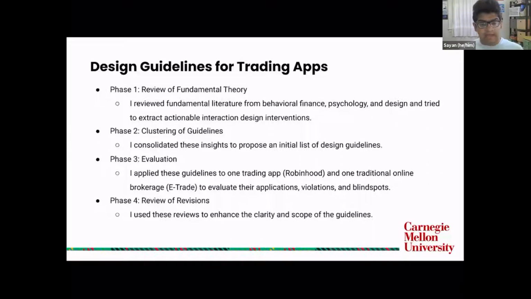Once we had these factors, in the second phase, I consolidated these factors to propose an initial list of design guidelines for investing apps. In phase three, I iterated on these guidelines with the help of other researchers in my research group. We evaluated one trading app, that is Robinhood, and another online brokerage, E-Trade, using these guidelines to determine how applicable they were. These reviews led to improvements to enhance the clarity and the scope of the guidelines in the final phase, review of revisions.